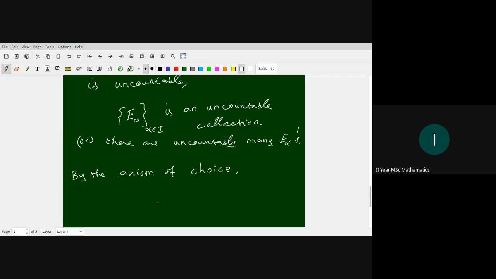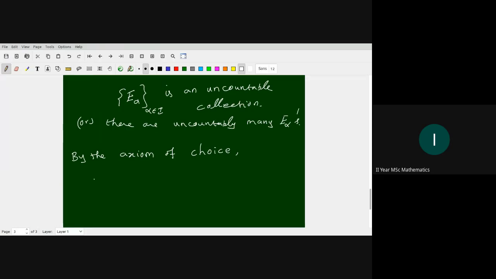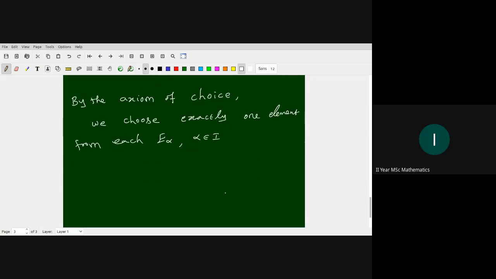Okay. So by the axiom of choice, we choose exactly one element from each E alpha and form a set V.